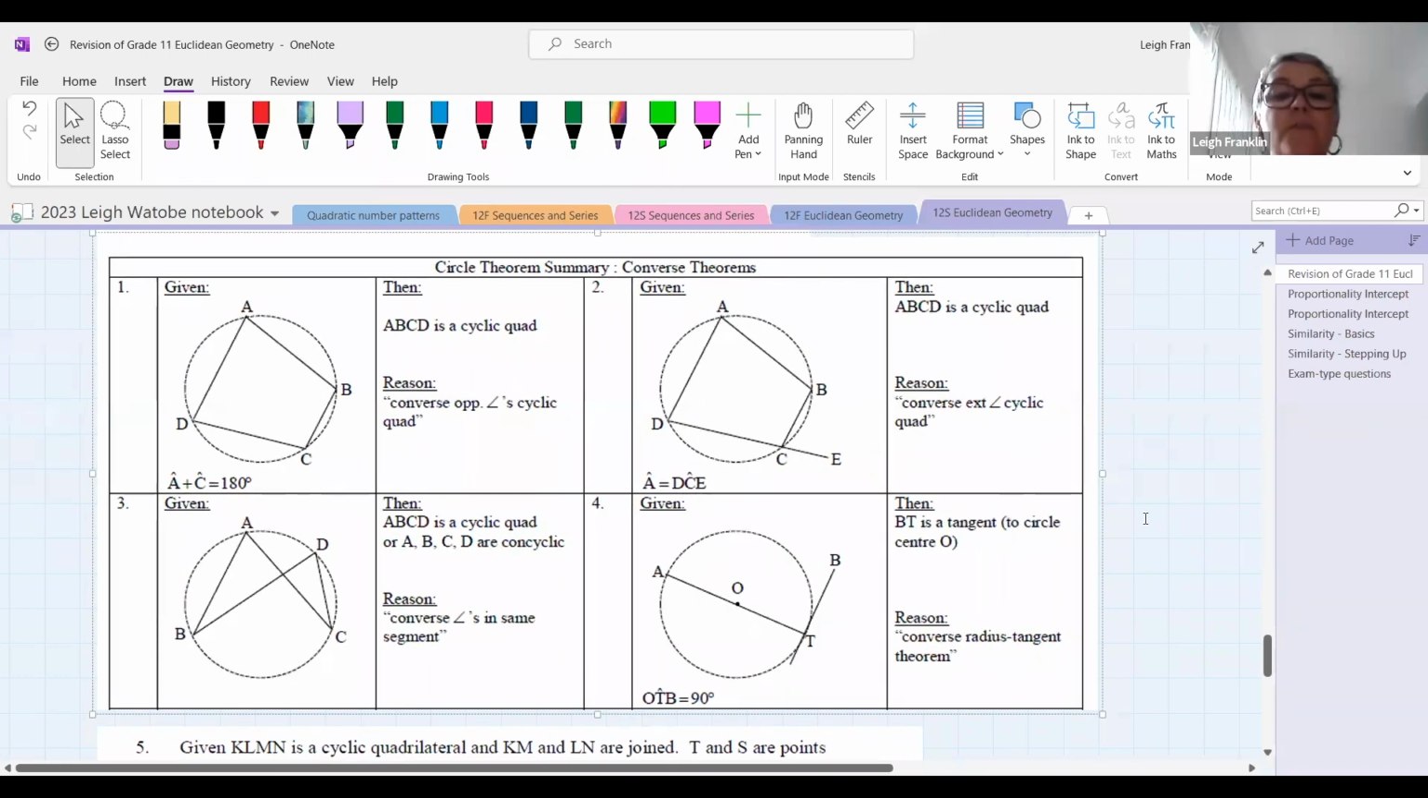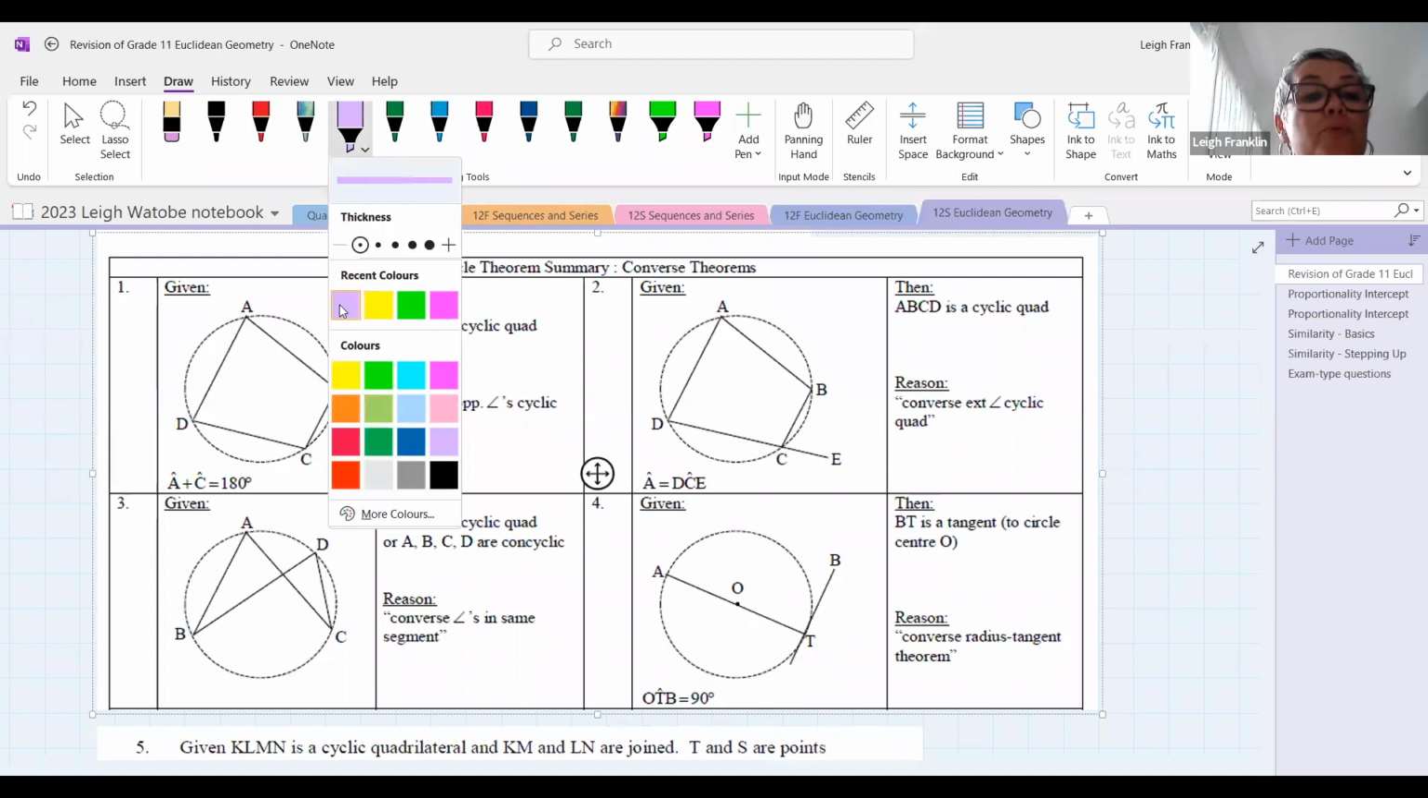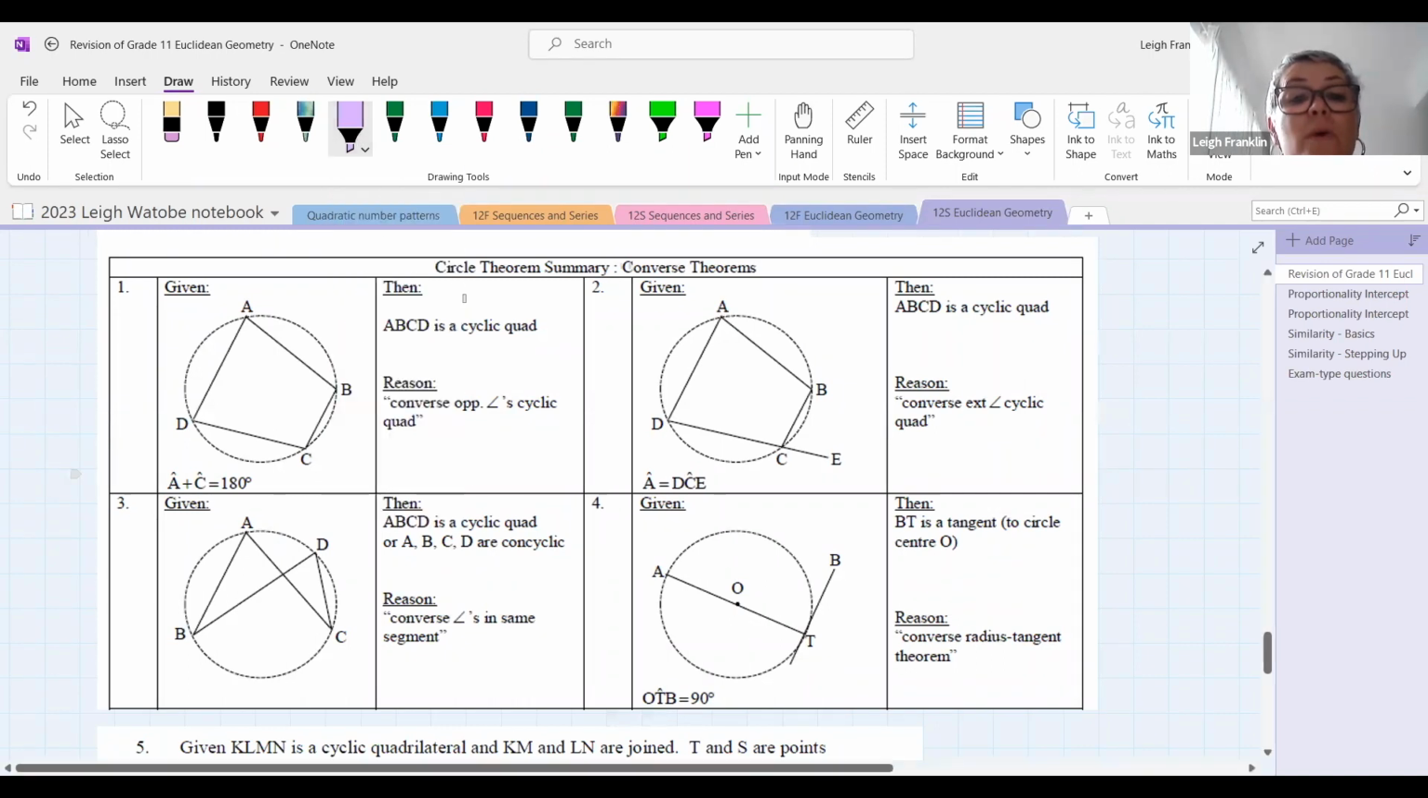Just very quickly, I want to go through this example, which I didn't manage to finish last time. That is, if we want to prove that quads are cyclic, because this is something that's always going to be asked of us. So these are the converse theorems. We have to use the word converse. I'm going to explain what that means. What's important for us here is number 1, number 2, and number 3. These prove that a quad is cyclic.